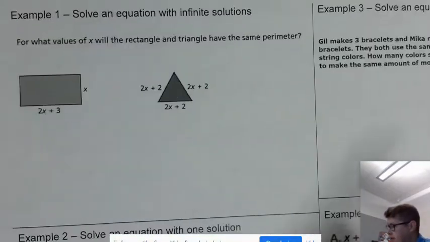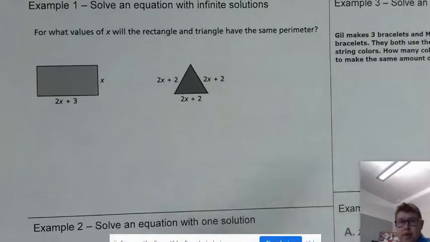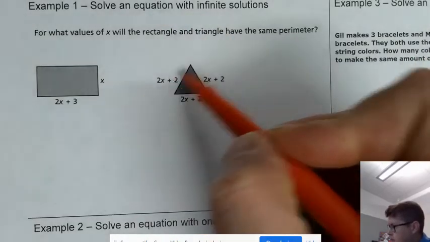Okay. For what values of x will the rectangle and triangle have the same perimeter? Well, so you've got 2x plus 2 for each of these sides.